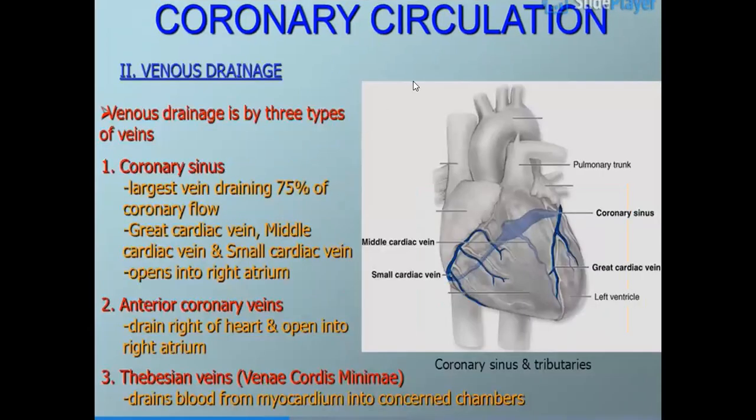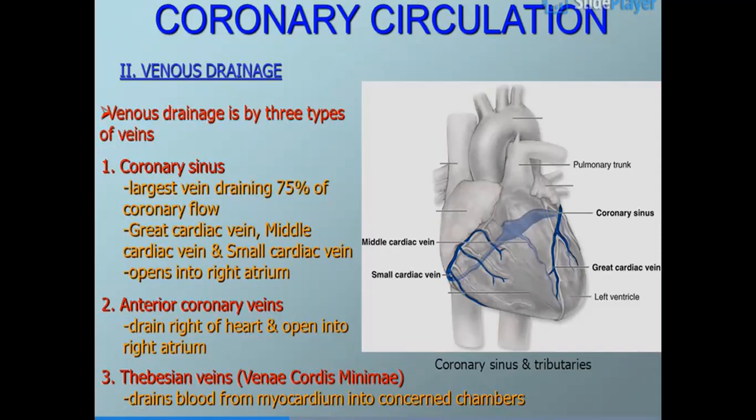Good. Now, this is the venous drainage we already talked about before. The venous drainage is by three types of veins. The large vein we call the coronary sinus. And this coronary sinus, we said, drains blood from the great cardiac vein, the middle cardiac vein, and the small cardiac vein. The coronary sinus drains into the right atrium. And it is the largest vein, draining 75% of coronary flow.